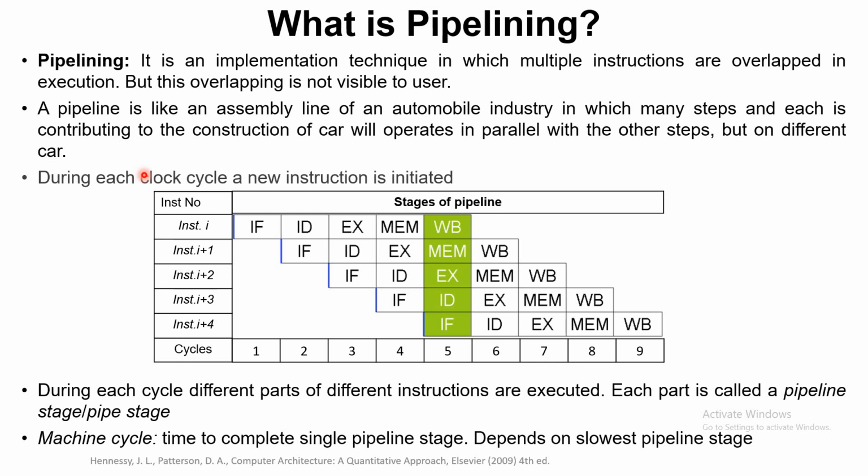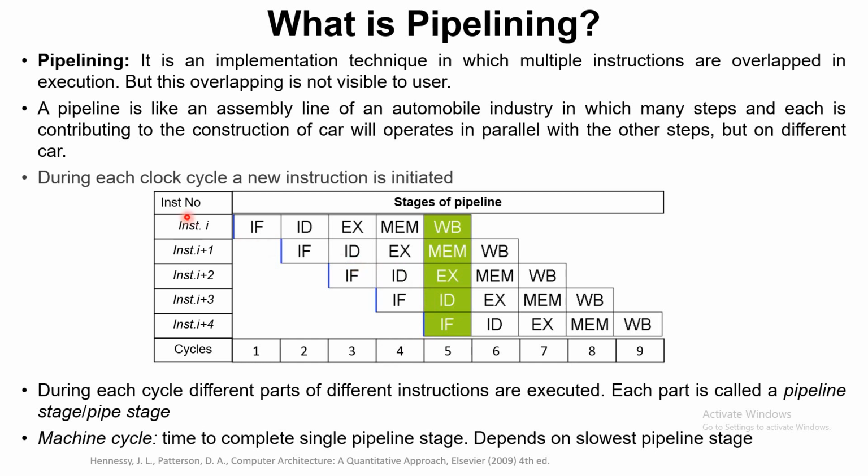These stages will be arranged in such a way that more than one instruction can be executed at one time. So on similar lines as in the assembly line, for the pipelining, during each and every clock cycle, a new instruction will be initiated. So we will try to understand what pipelining is with the help of this particular diagram.